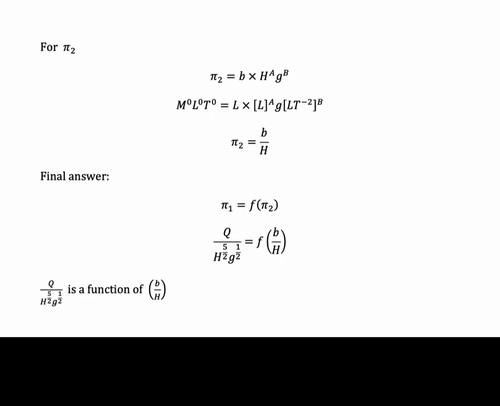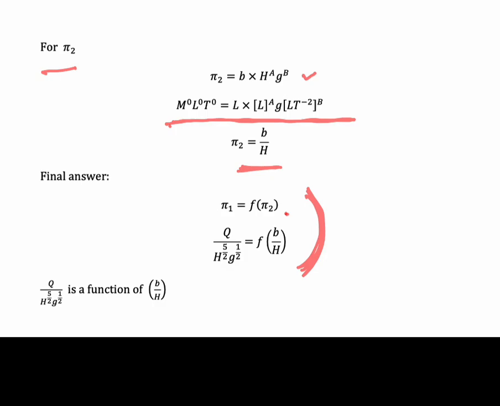And then we could calculate for the pi 2 here. So, this is the mathematical expression. We substitute it with the MLT and we could get that pi 2 is equal to b over h. And then finally, we need to write in this term. If not, you will not get your final marks.